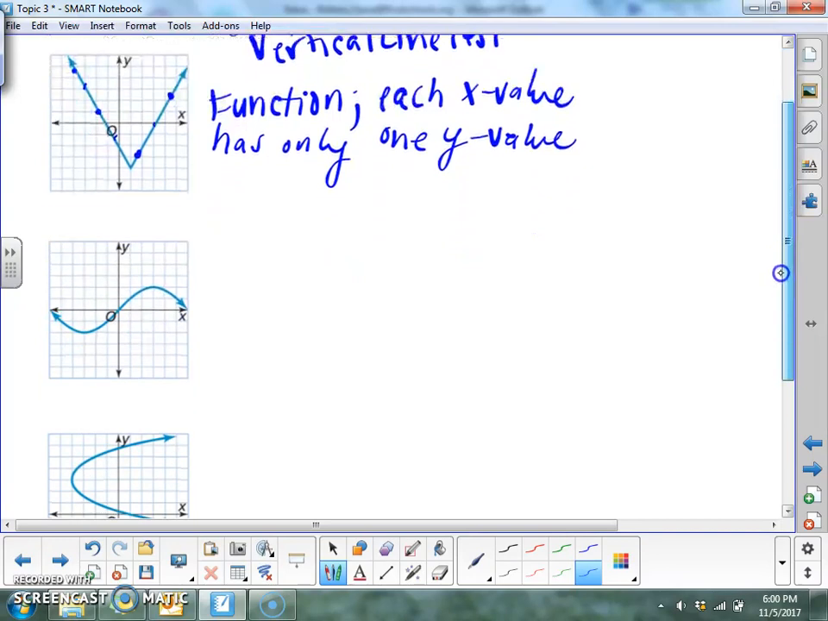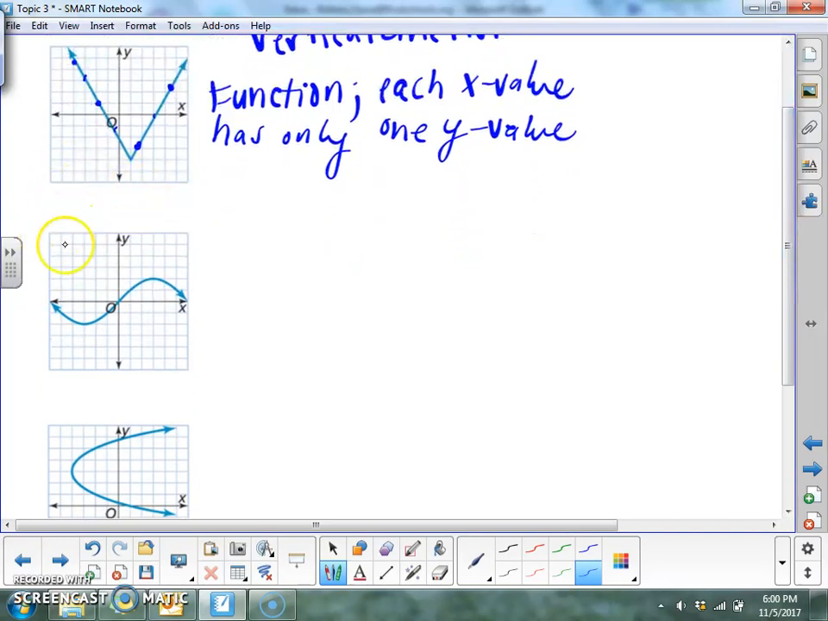Okay, let's look at the second one. All right, both of these are nonlinear functions. Looking at this one, I'm looking at, does each x value have only one y value that goes with it? As I move along this graph, you'll notice that yes, each x value has only one point, one y value that's going with it. So this one is also a function for the same exact reasons.